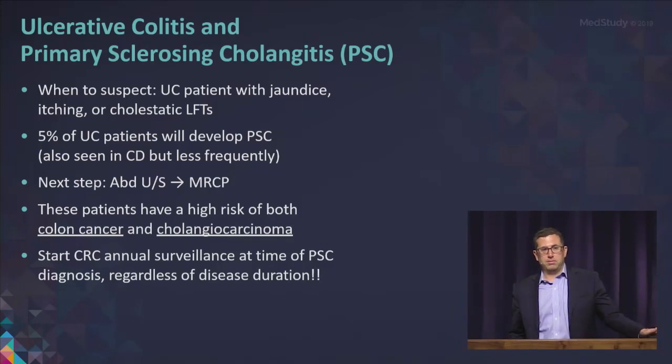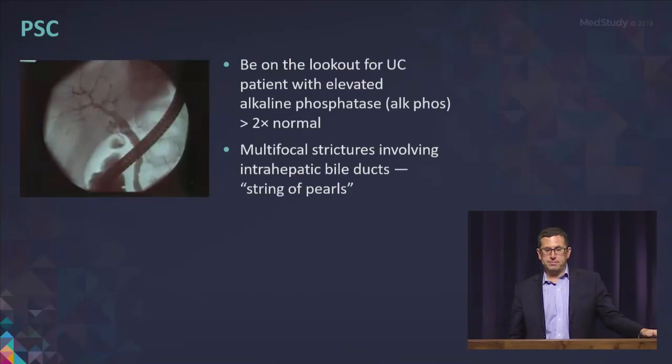So this is another potential question. I don't know what questions they put on this test, but there could be a question that says, okay, a patient has had ulcerative colitis for 1 year. You diagnose them with PSC. When do you start colon cancer surveillance? The answer is right away, because the colon cancer risk is so high in PSC that you have to start immediately. You don't wait 8 to 10 years.